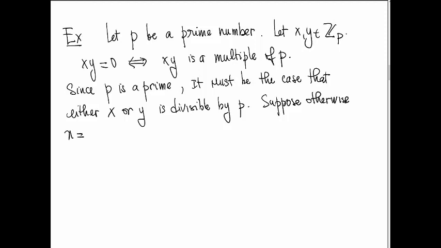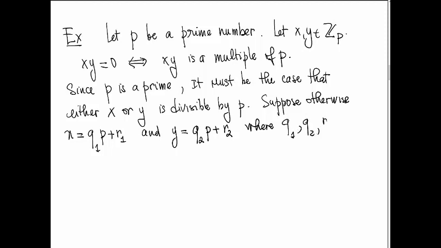Then we should be able to write X as, let's say, Q1P plus R1, and Y as being equal to Q2P plus R2, where Q1, Q2, R1, R2 are integers, and without loss of generality, let us just assume that R1 is strictly between 0 and P, and that R2 is between 0, including 0, and P.